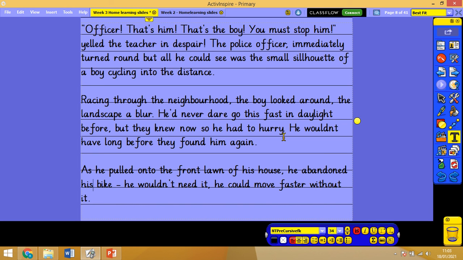I've put a little dash in there, and a little comma as well. Also a little clue. He could move faster without it. Oh wow! How can he move faster without it?